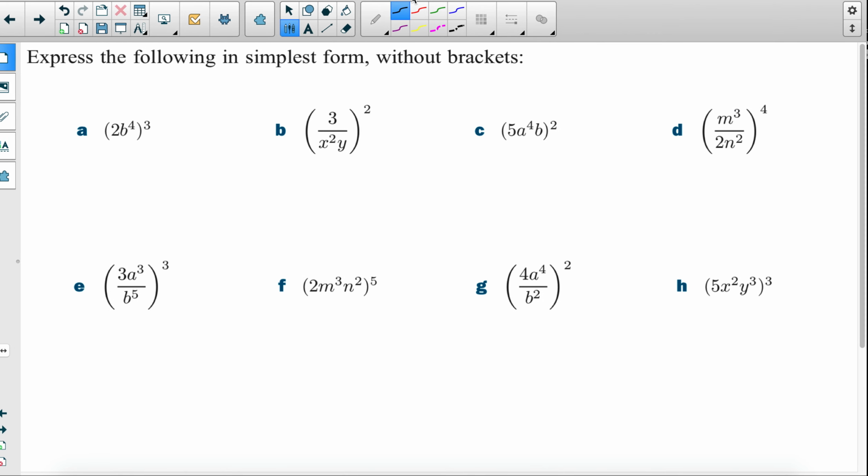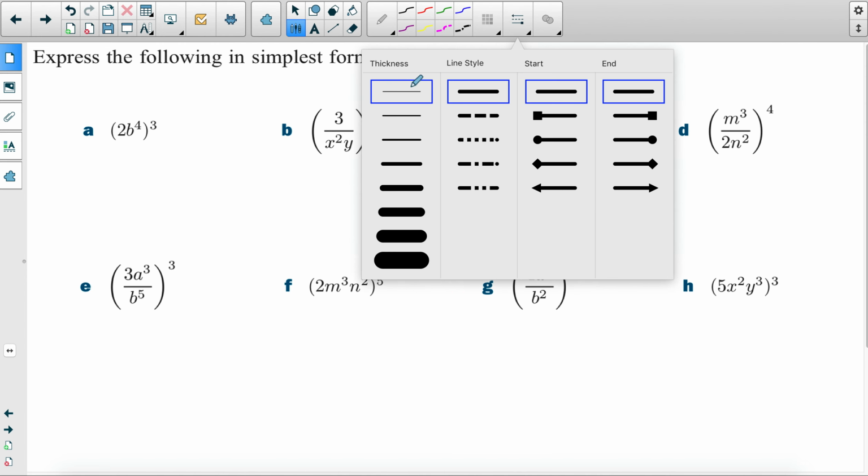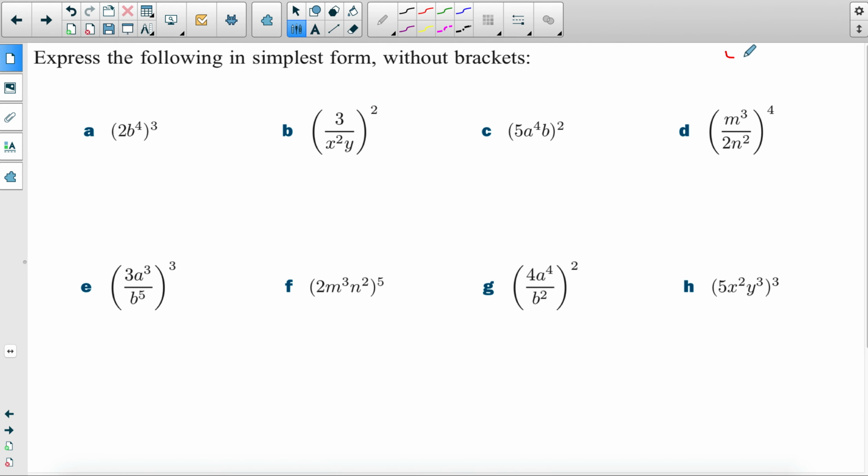I'm just going to solve a couple of these questions and then you can attempt the rest on your own. Express the following in the simplest form without brackets. You are meant to use all of these rules. I'm just going to attempt the first one. In this one, I have to spread the power in.